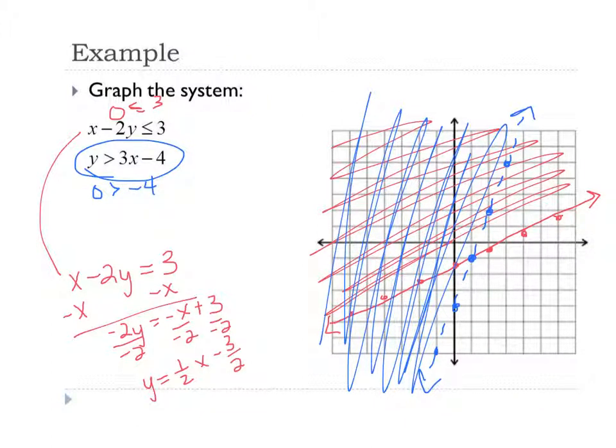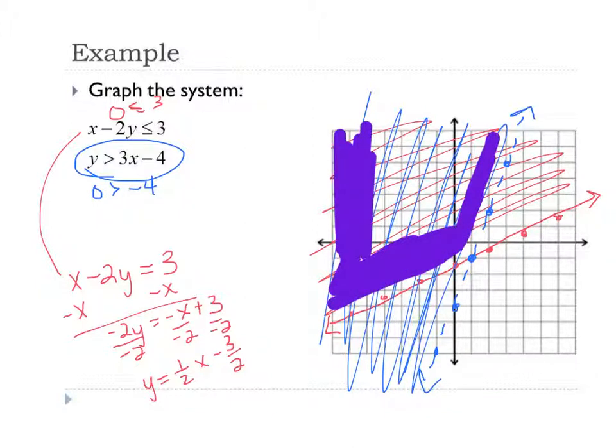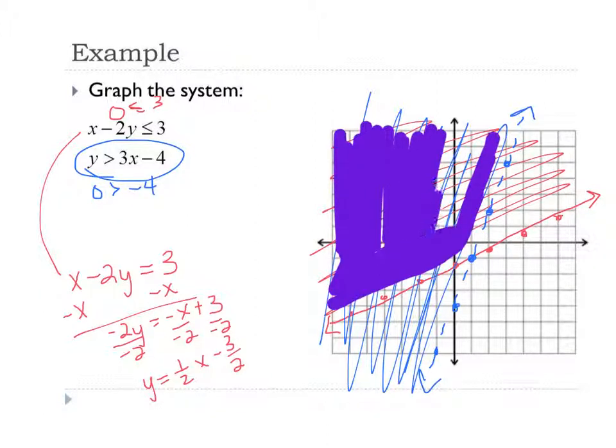In pencil this works nicely. You can shade really lightly. Then what you're going to do, let me change my color here, is you are going to come in and shade darker where the two overlap. So right in here we are going to shade darker. So this is our answer region.